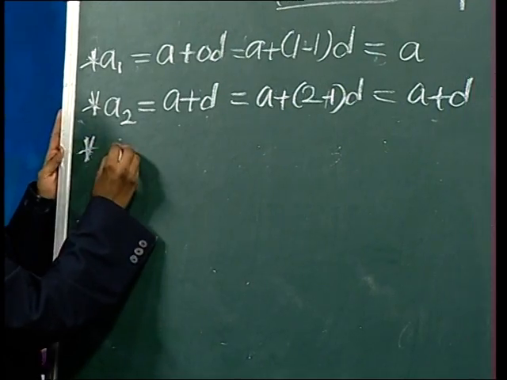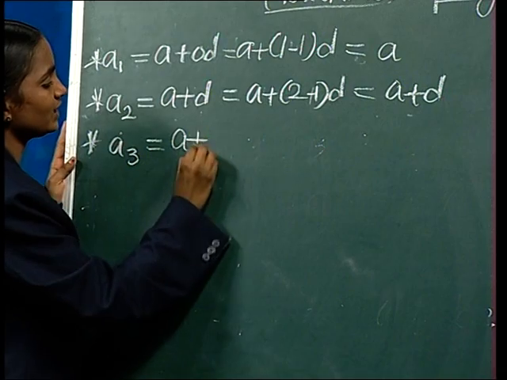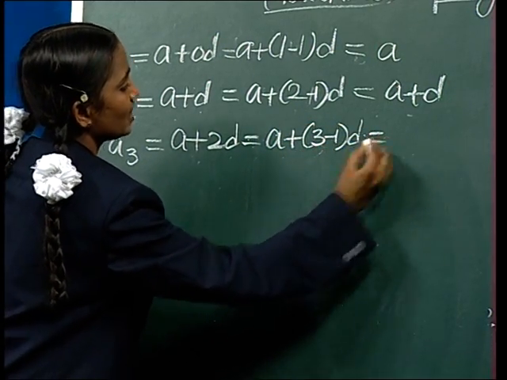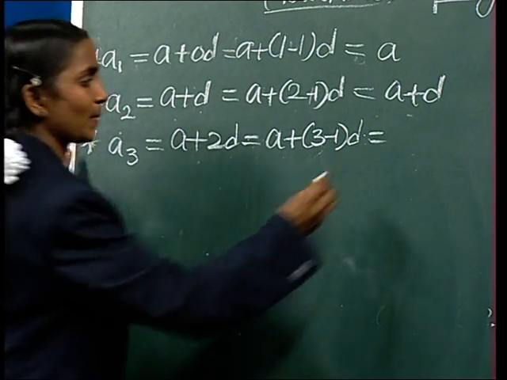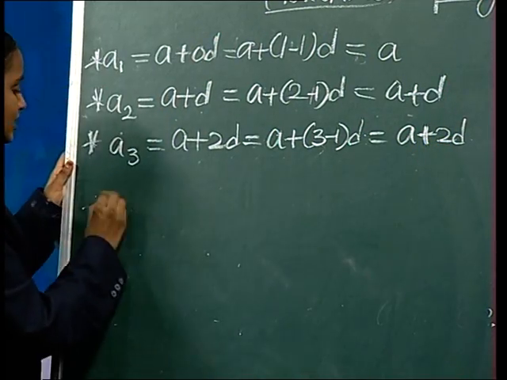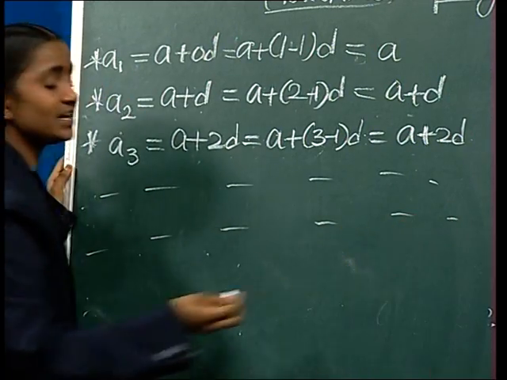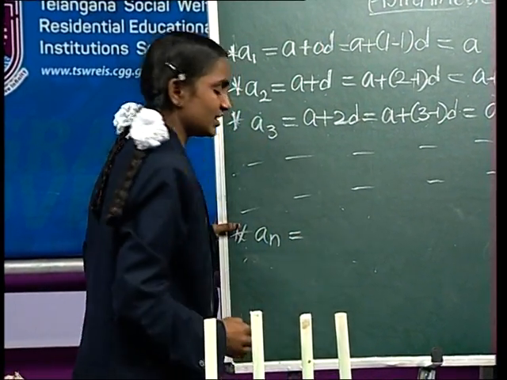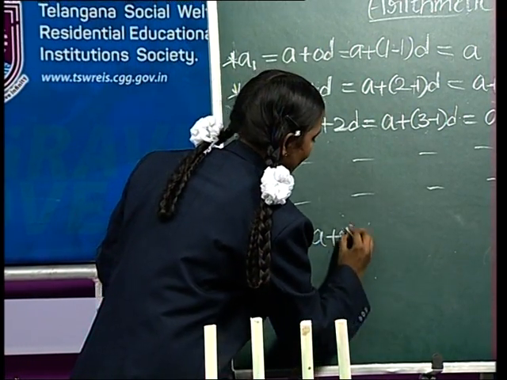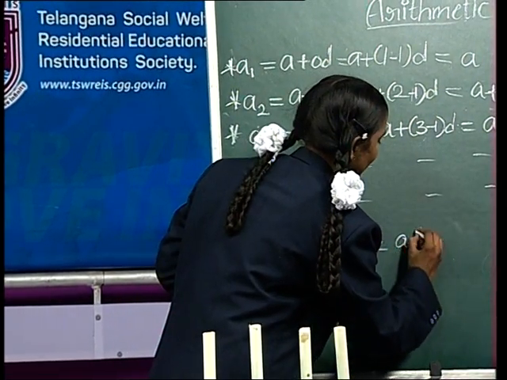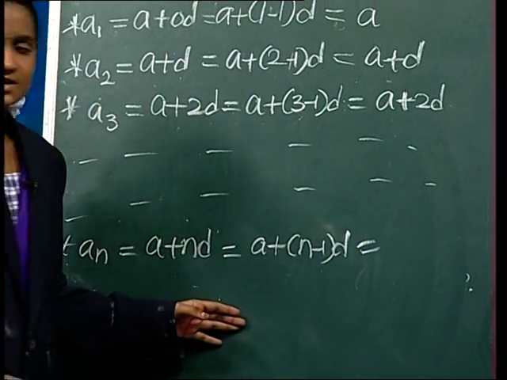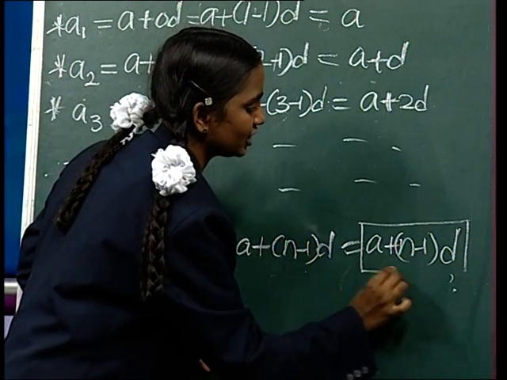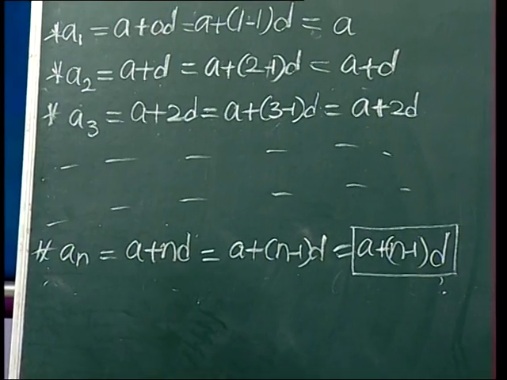And then the third term of an arithmetic progression is considered as a3. Here I am adding 2 d's to the a, and again expanding, that is a plus 3 minus 1 into d. So the third term of an arithmetic progression is a plus 2d. And we know the general form of an arithmetic progression is an. An is the number which comes at the nth term, that means after many numbers. So the nth term of an arithmetic progression is, here I am adding n minus 1 d's to the a, that becomes a plus n minus 1 into d. So this is the nth term of an arithmetic progression.